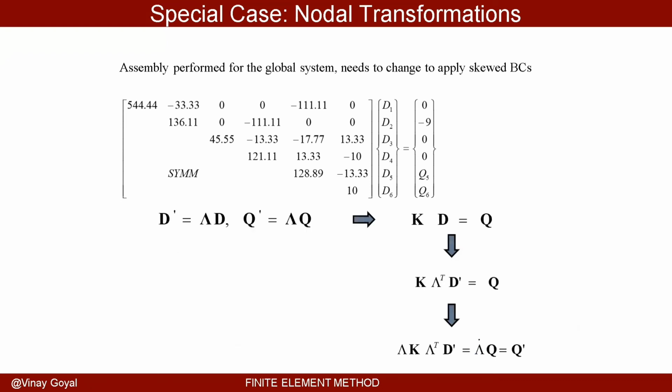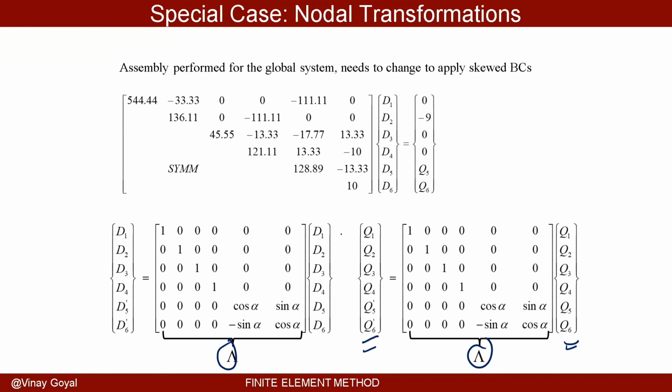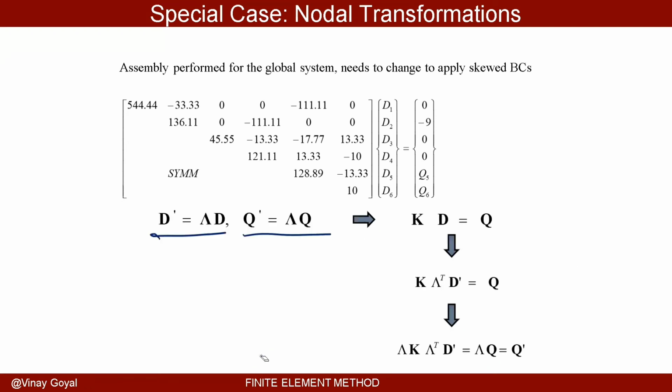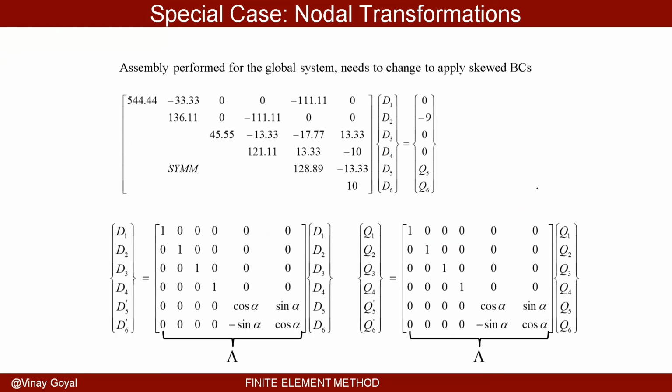And I'm going to do a little trick. I know D prime is this, Q prime is this. That came from here, right? That came from here. Sorry about that. That came from here, guys. That came from here. So nothing different there. I know KD equals Q from my original system that I had assembled.